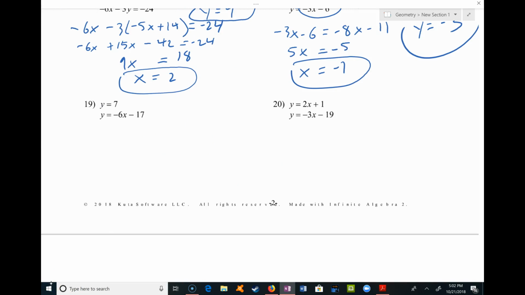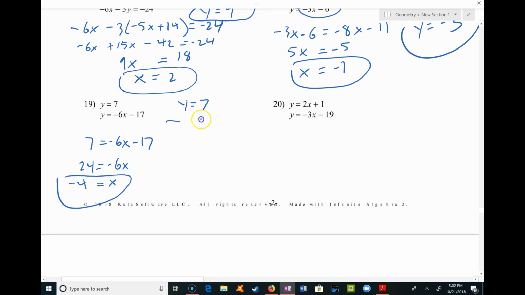Okay, this one's an interesting one, number 19. They actually already solved y for you. They're telling you that y is equal to 7. So all I have to do is plug that in for y in this equation. So that would mean that 7 is equal to negative 6x minus 17. If I add 17 to both sides, I get 24 is equal to negative 6x, which means x is equal to negative 4. So my answers would be x equals negative 4 and y equals 7.